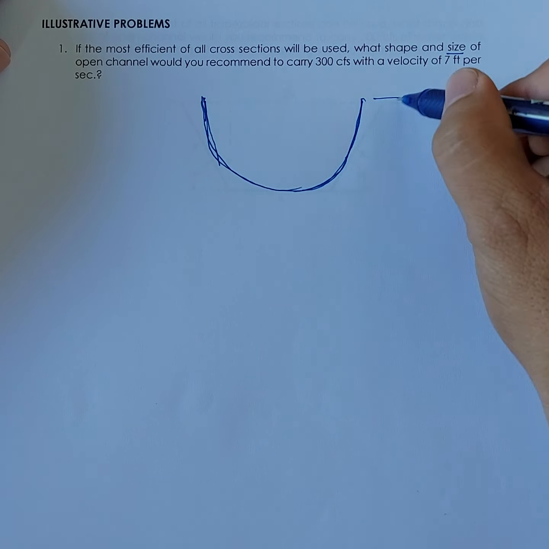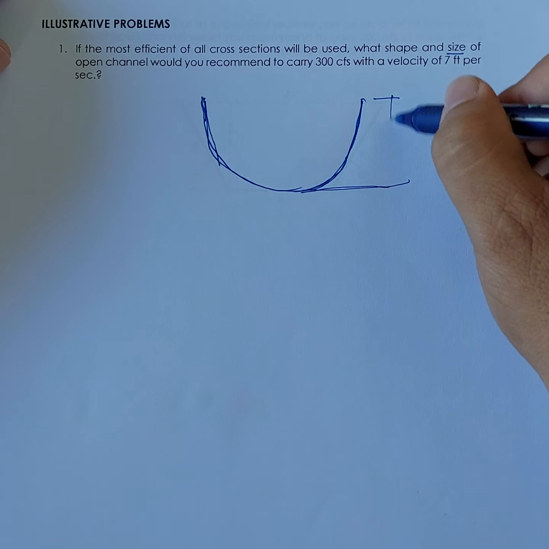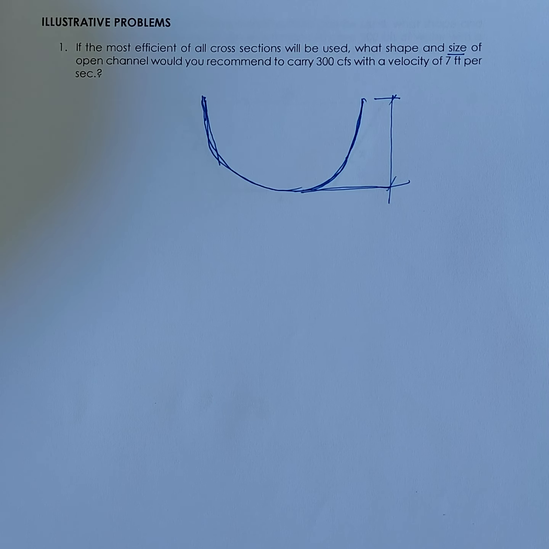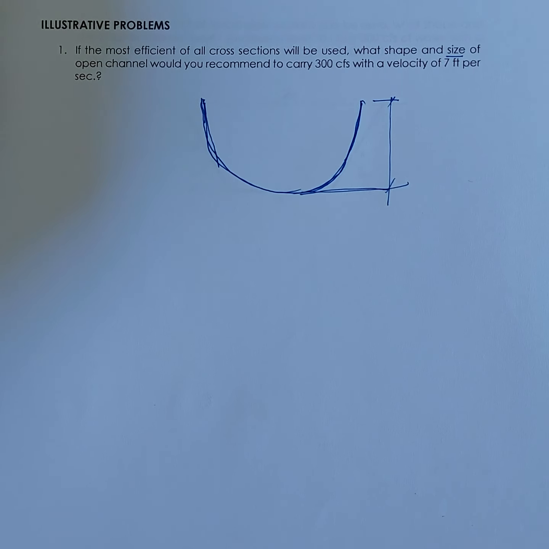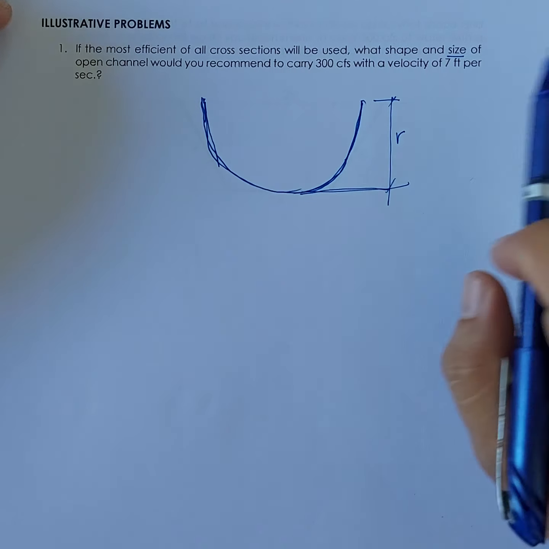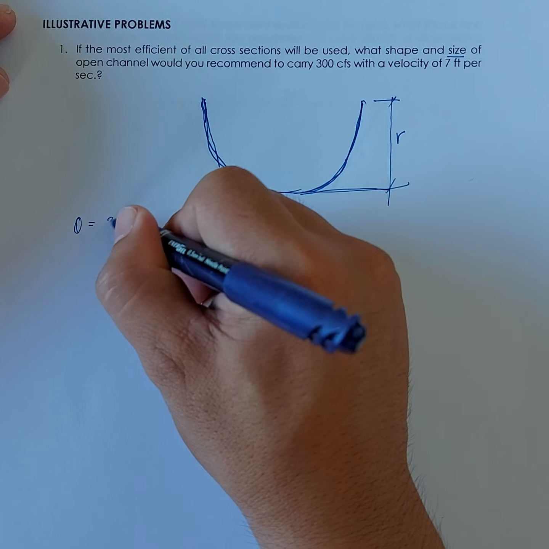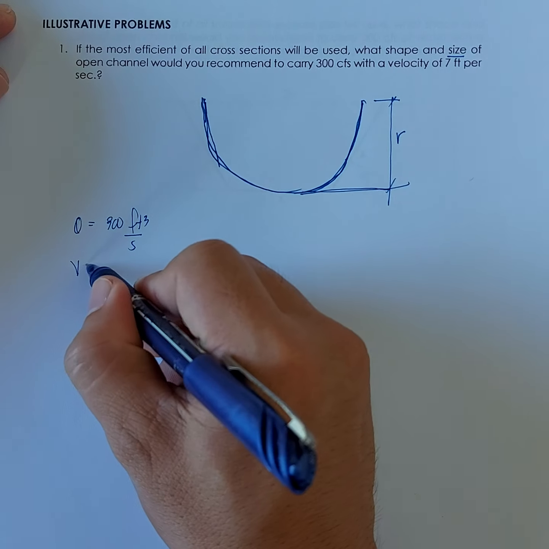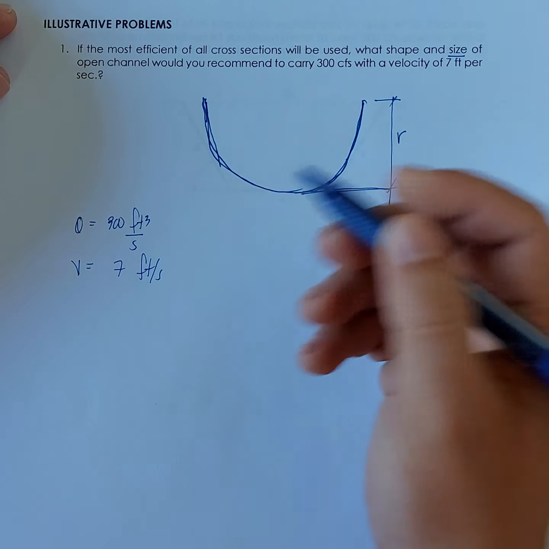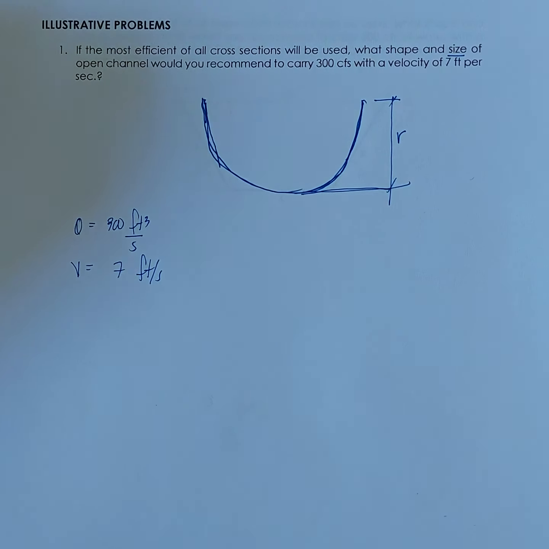Size would be, so when we speak of size, it can be the radius or the diameter. So you can solve for the radius or the diameter of the semicircle. Let's say we compute the radius to specify the size of the channel. The discharge is 300 cubic feet per second, and the velocity is 7 feet per second. So we are to solve for the required radius of the semicircle.